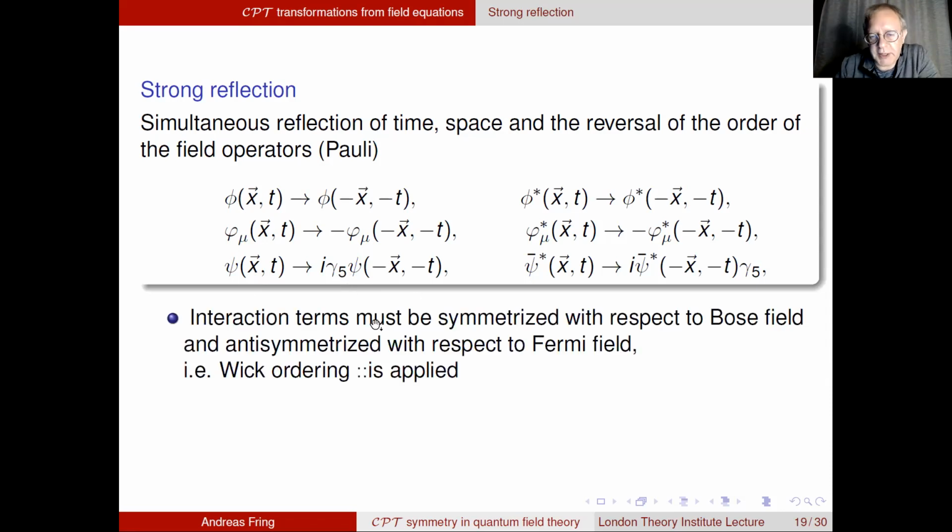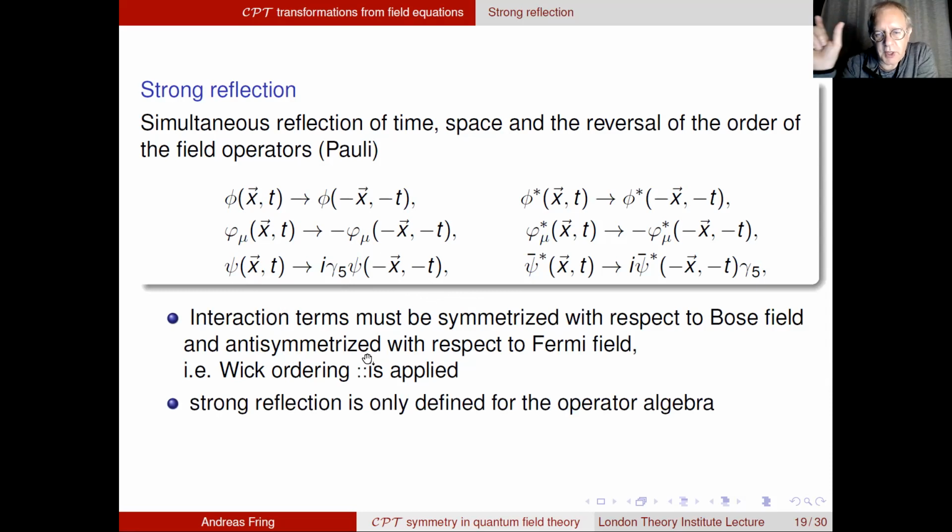So to guarantee this, you have to have these fields ordered. Yeah, you have to symmetrize your interaction terms with respect to bosons and fermions, and that amounts to a Wick ordering. It just means you symmetrize your expression completely, depending on, of course, whether you have anti-commutators or commutators, depending on what type of statistic you have. So this is sort of giving you also the deep connection to the spin statistics theorem in a loose sense.